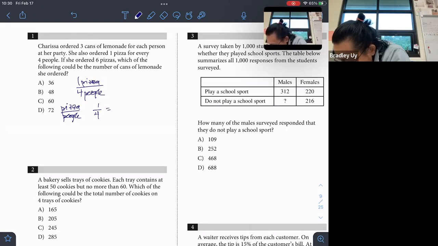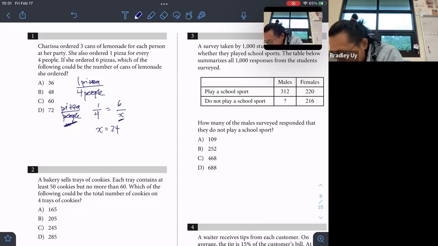She ordered 6 pizzas. So where would you put the number 6? Since it represents pizzas, would you put it on top or bottom? Well, look, good thing we've got our handy dandy code over there. So we're going to put pizza on top. And we want to basically know how many people they brought. So we could call this X, we could call it anything. Like you learned from section 1, a very powerful technique to solve equations involving fractions, if you have a fraction equals a fraction, is to cross multiply. So we've got X is equal to 24. What does X stand for? The number of people. So there were 24 people at this party.